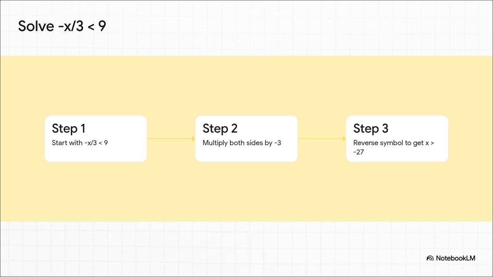That means in step 3, our golden rule kicks in. We must reverse the symbol. The less than sign flips to a greater than sign, giving us our final correct answer, x is greater than negative 27. I'm telling you, if you forget to flip that sign, the entire answer is wrong, so always stay on high alert for negatives.